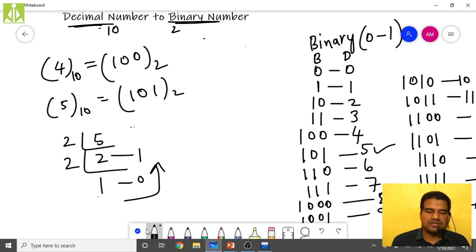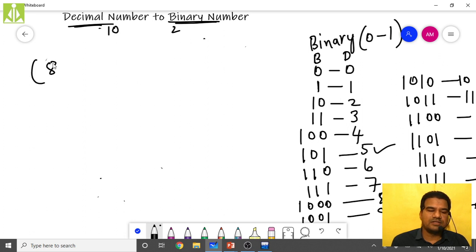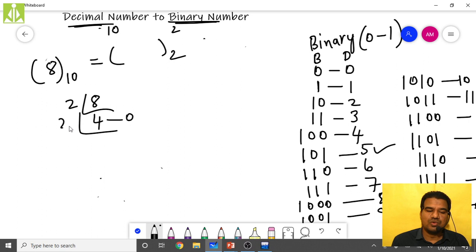Now let's do it with 8. Take 8 and try to convert it into binary. 8 in decimal, what will it be in binary? Take the LCM, do this practice, I'm telling you. 8, take the LCM with 2. 2 4's, remainder will be 0. Then 2 2's, remainder 0. 2 1's, remainder 0.